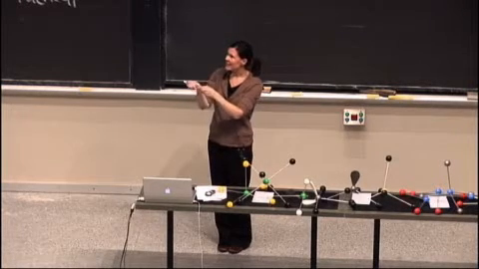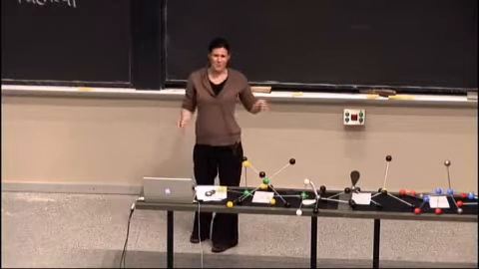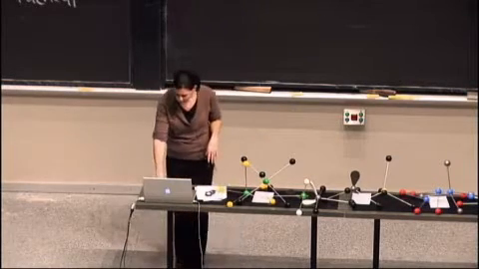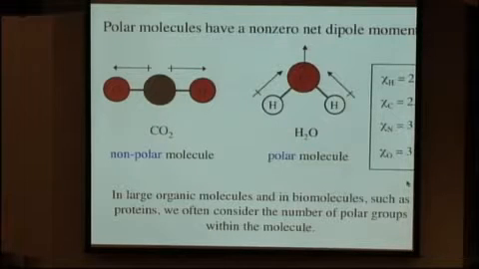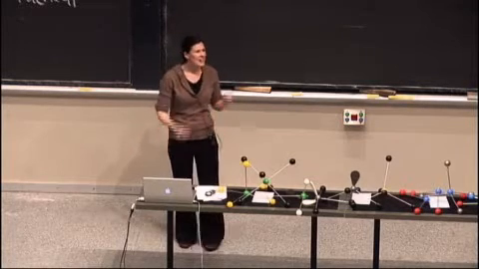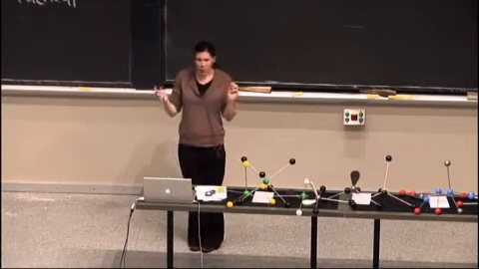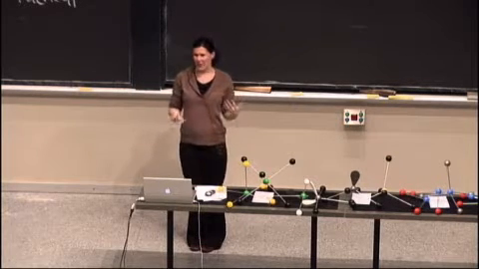But it turns out a lot of the molecules we consider are actually much, much larger than just a couple of atoms. So we can't often think about canceling all the different vectors out. And in general, when we're talking about these really large molecules, whether they're large organic molecules or proteins, which can have thousands of atoms in them, instead of adding up all those individual polar bonds, what we do is we talk about the number of polar groups that it will have in the molecule.